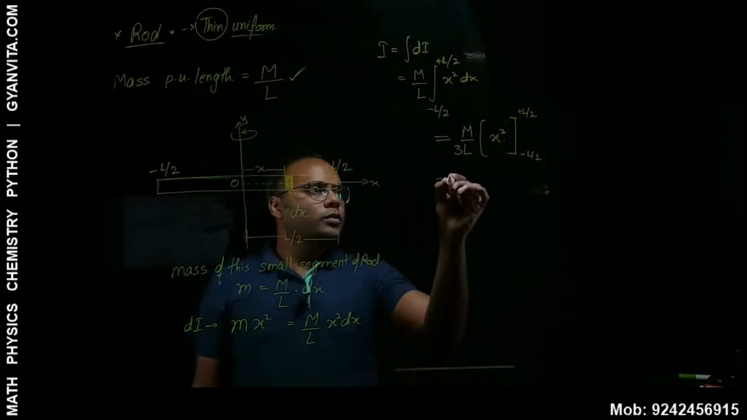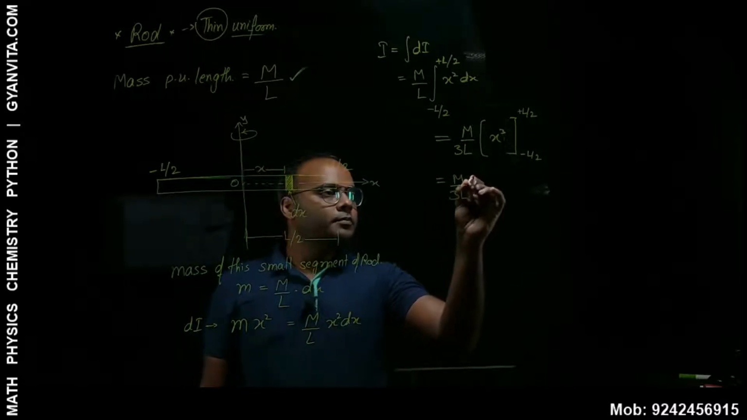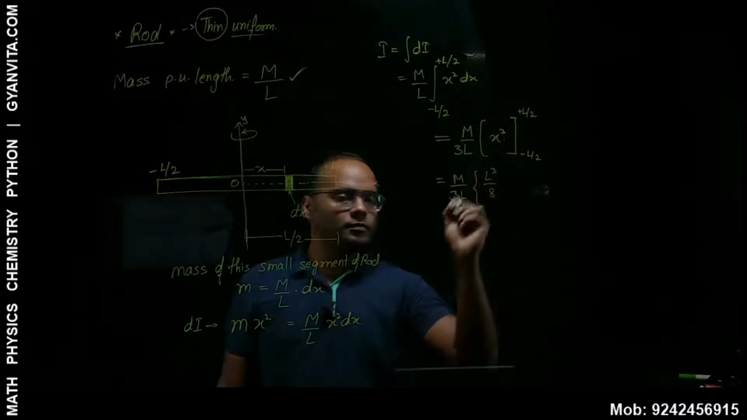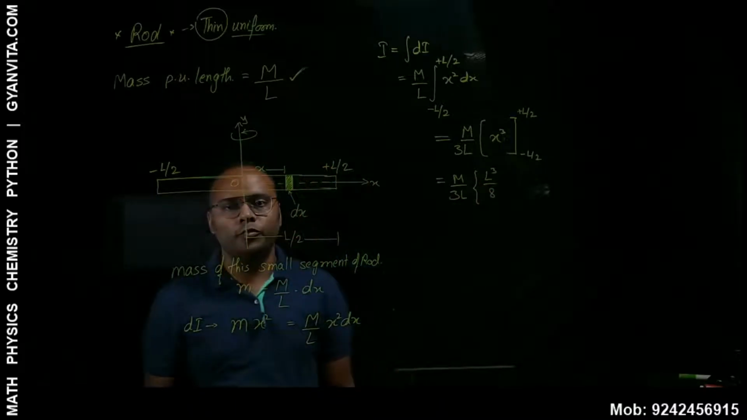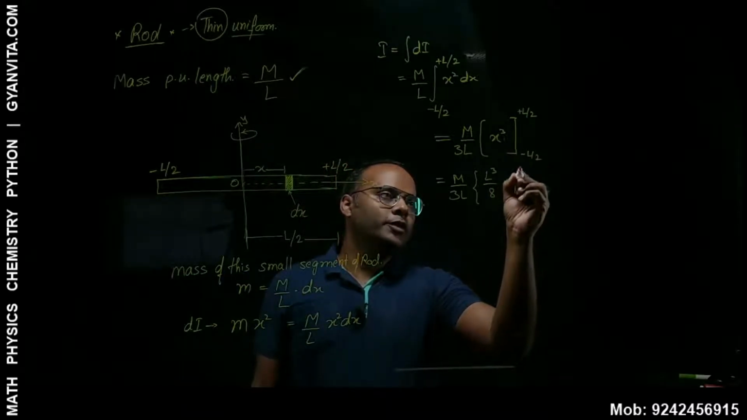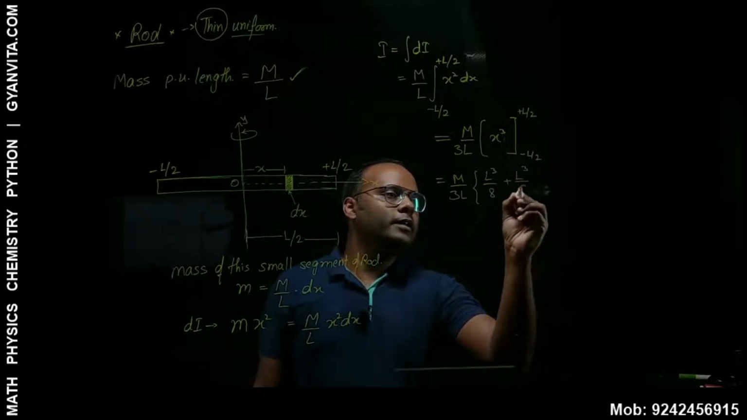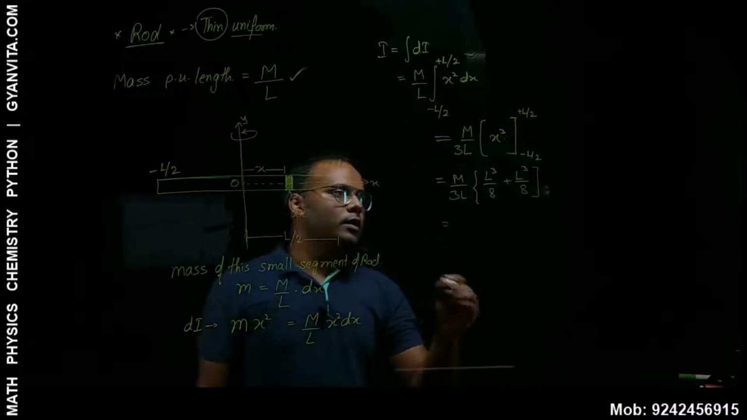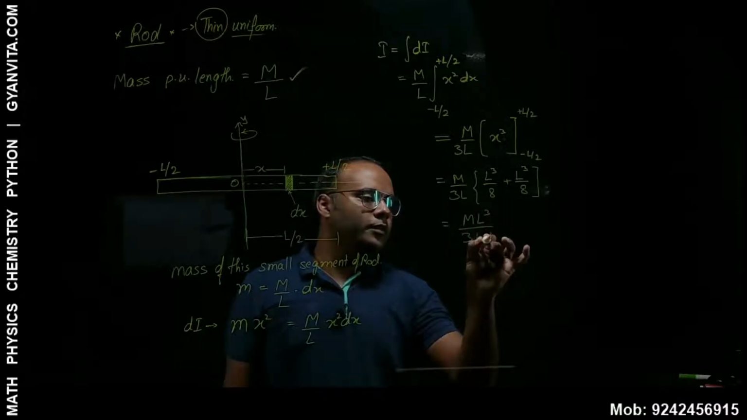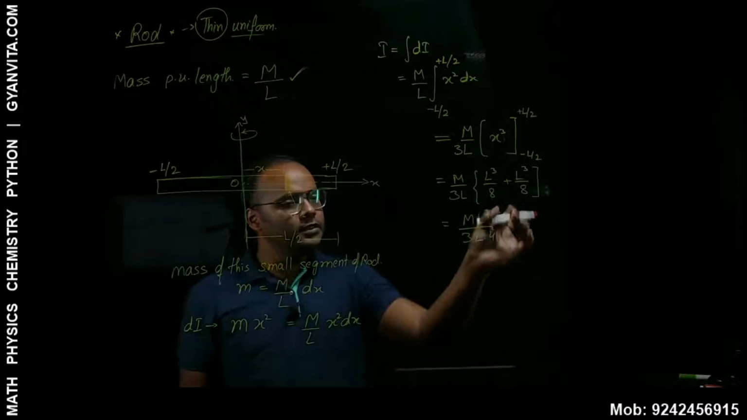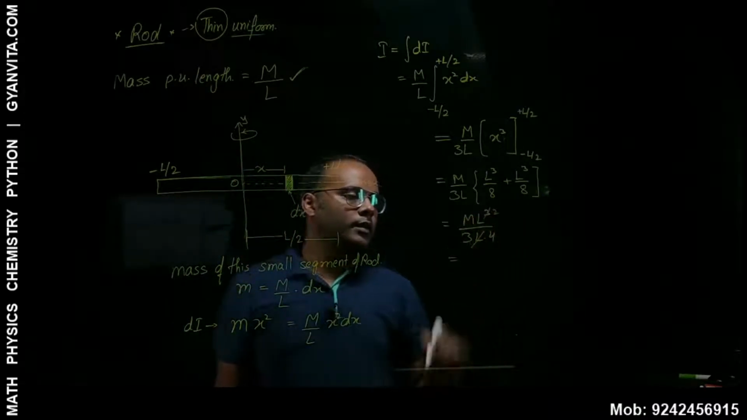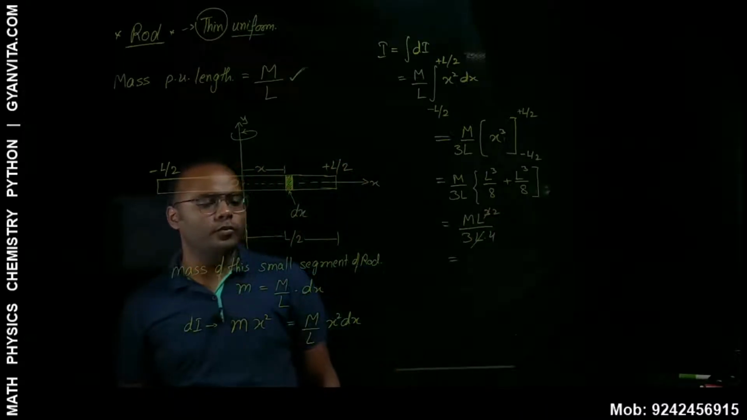So this is m divided by 3L into L cube divided by 8, right? L cube divided by 8 minus L cube divided by 8. So that will be actually L cube divided by 8. So total it will be m L cube divided by 3L into 4, because here it is L cube divided by 4. So what did we get? This L and L cube, if you cancel it, you will get L square.